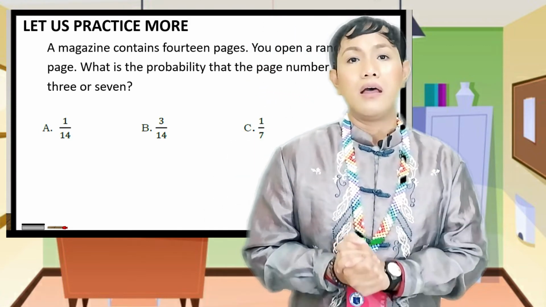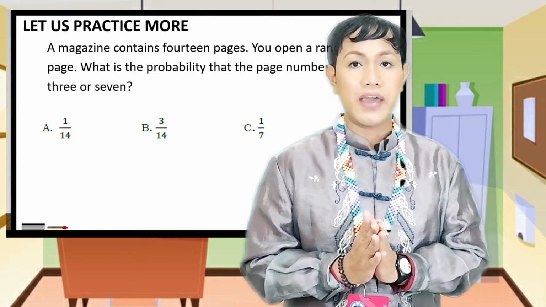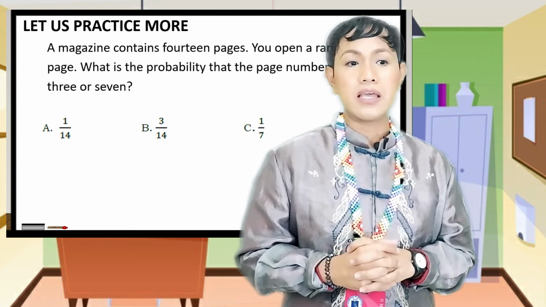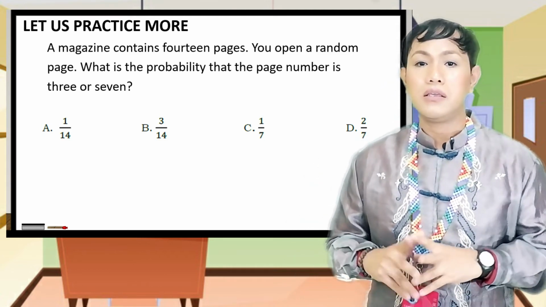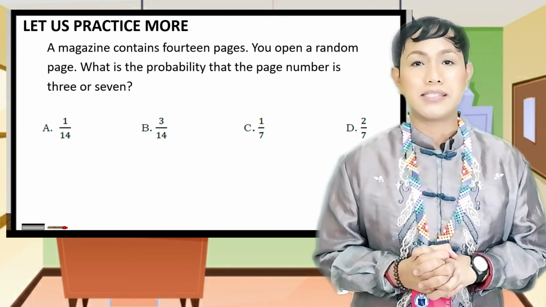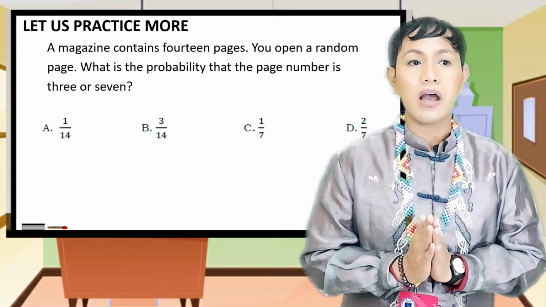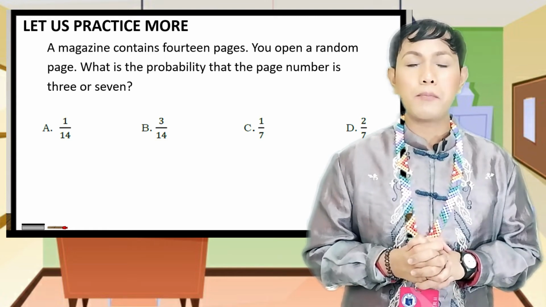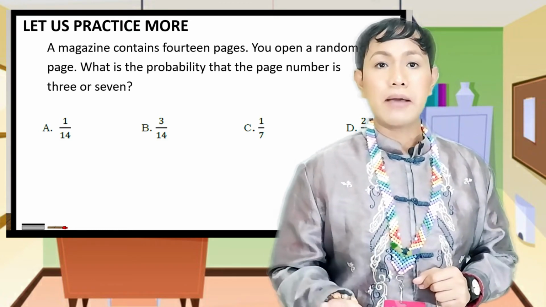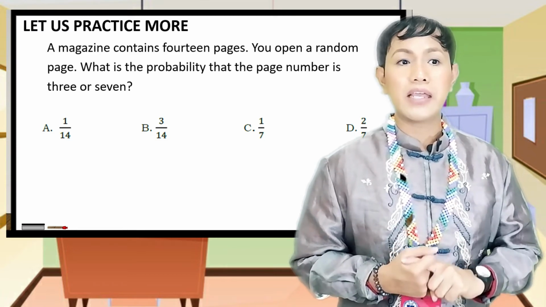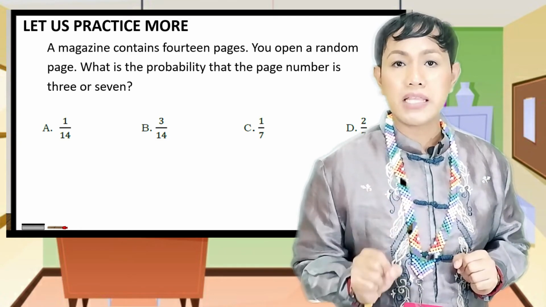Let us see. For this particular problem, it is no longer an inclusive or non-mutually exclusive event, but this is exhibiting that of a mutually exclusive event. Why so? Because you cannot have a number 3 and a number 7 at the same time. So the formula to be used is simply the probability of A or B is equal to the probability of getting A plus the probability of getting B. In our problem, the probability of getting a 3 or 7 is equal to the probability of getting a 3 plus the probability of getting a 7.